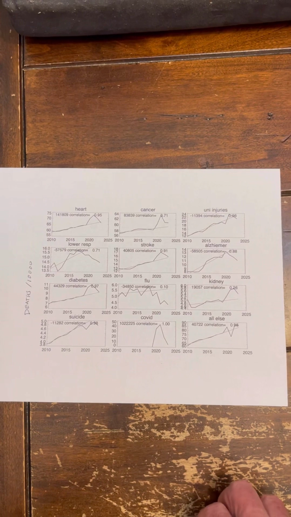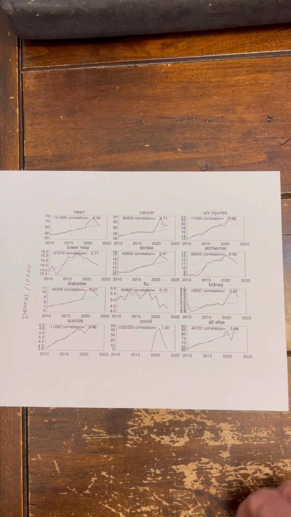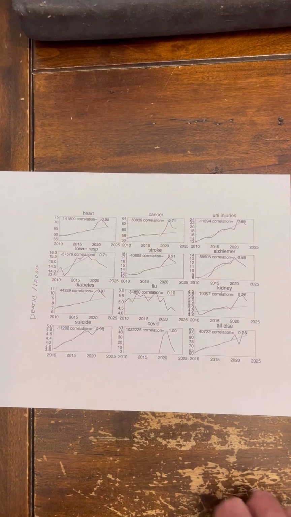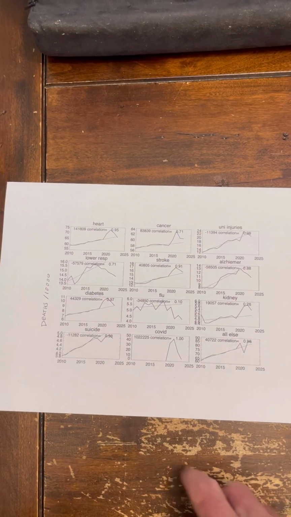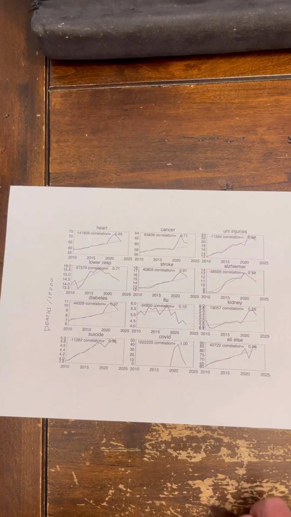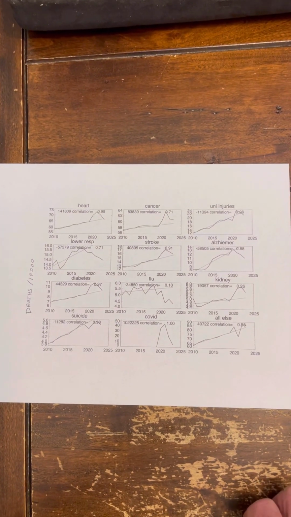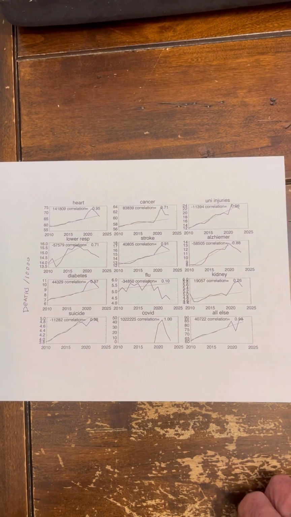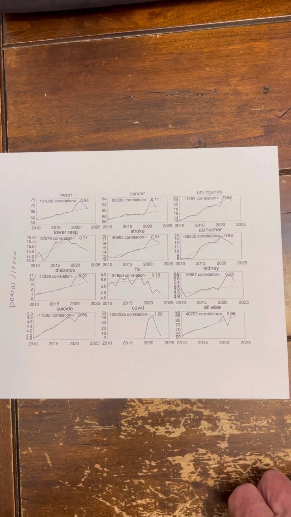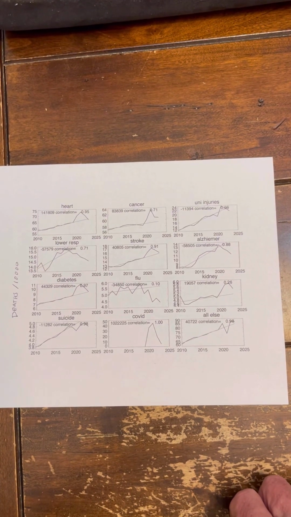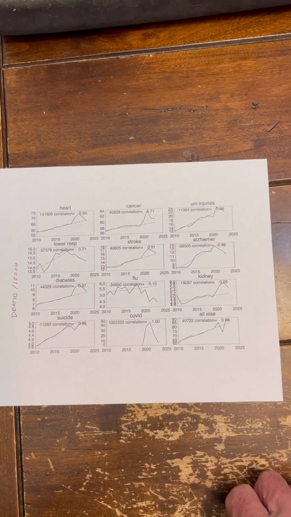Suicides is interesting because it steadily goes up fairly linearly with a good correlation until 2020. It actually took a drop. And then it suddenly goes back up, starting to head back up towards the trend line. 2022 apparently was a record year for suicides, but it's actually less than what the trend line would have predicted. So I guess we're actually not doing as badly with that as people are saying.